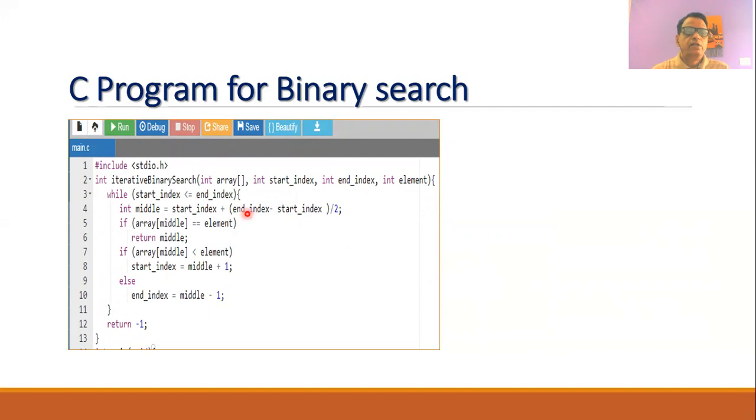Now we will check whether the start index is less than the end index. And then we compute the middle by making use of start index plus (end index minus start index) divided by 2. If the array of middle is equal to the element, then we return the middle. If the array of middle is less than the element, then start index is assigned the value middle plus 1. Else we will assign end index equal to middle minus 1. And if no element is found, in that case, we will return minus 1.